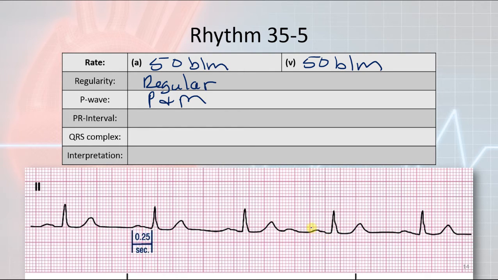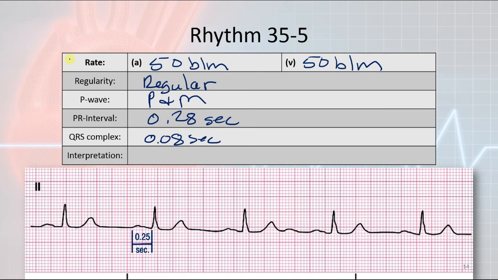So let's start right here. The P wave kind of begins on this bold line right here, so we know that's 5, 6, 7. So I'm going to say that the PR interval is actually 0.28 second. QRS complexes do look narrow, 1, 2 little boxes, so 0.08 second.